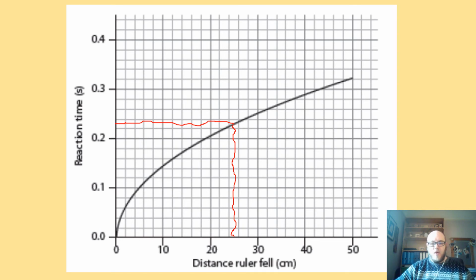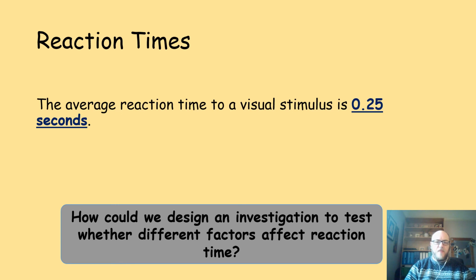So wherever your average distance falls, you can find your reaction time using this graph. The further it's fallen, so let's say it falls 50 centimeters, we go up and we find our reaction time is 0.32. Now, obviously, if we were in a classroom, we could compare our reaction time with that of our class, and we could do some sort of statistical analysis to see what our average reaction time was. But the average reaction time to this visual stimulus tends to be about 0.25 seconds.